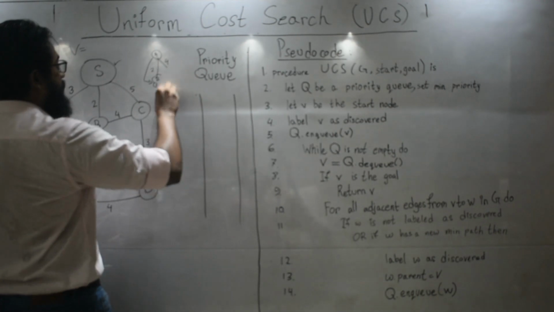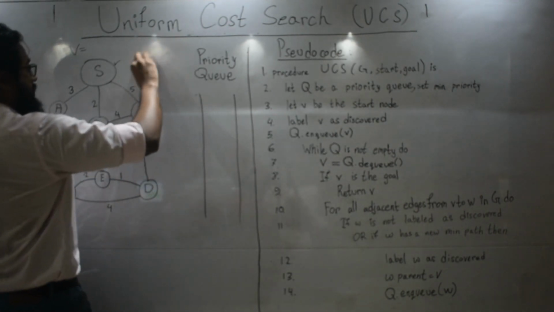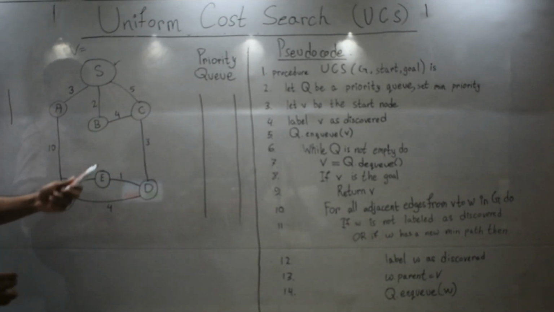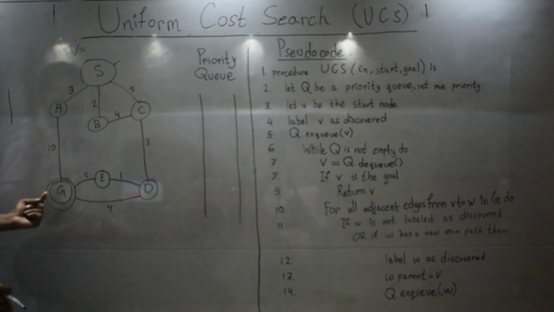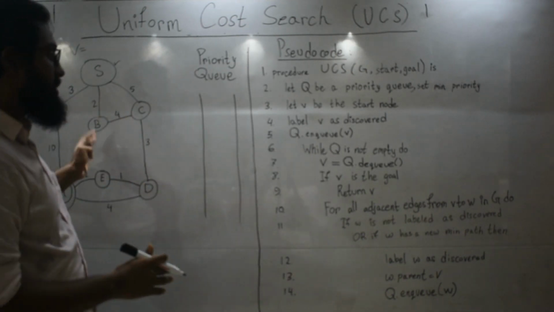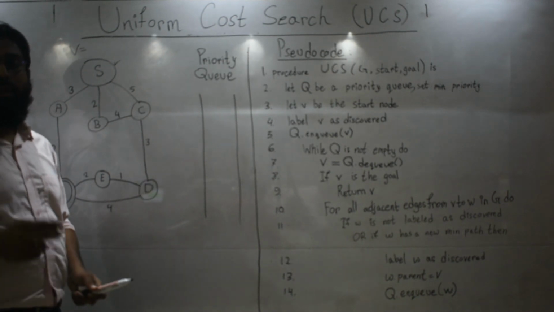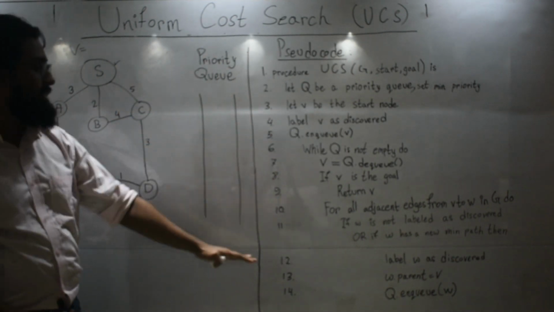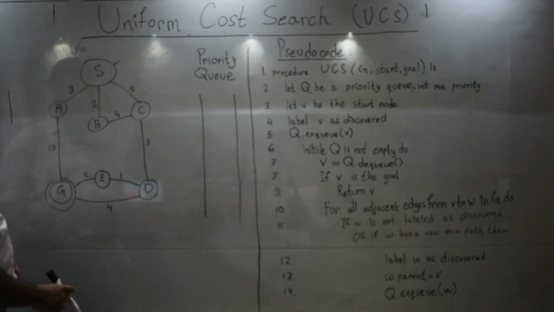Now I will show you an example over here. This is an example of a graph which has a single goal state. I will show you another graph after this one which has multiple goal states, and perform the exact same thing that I will perform over here.